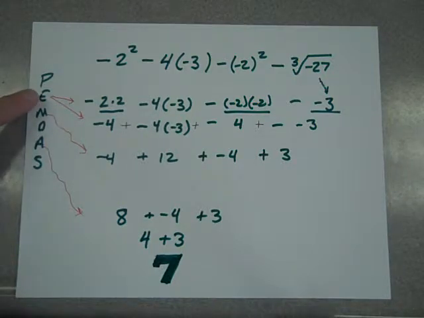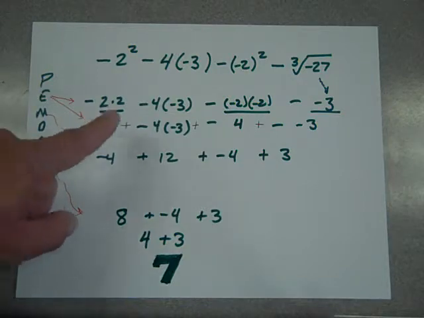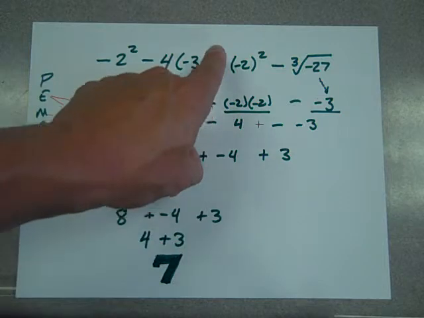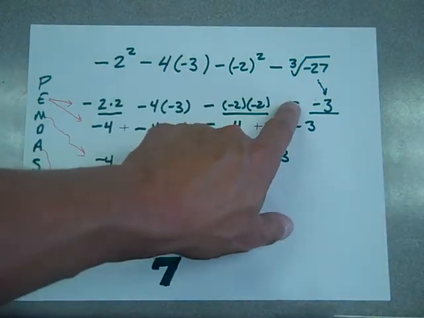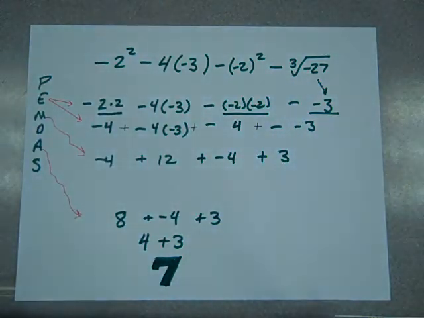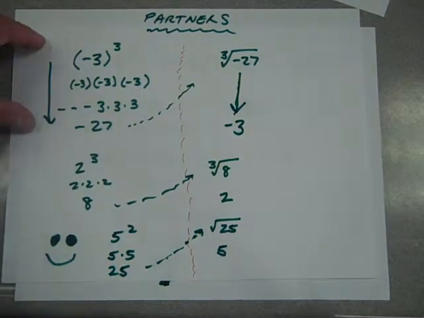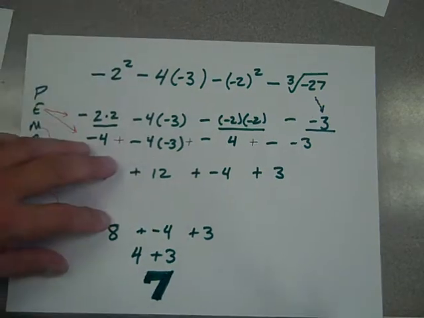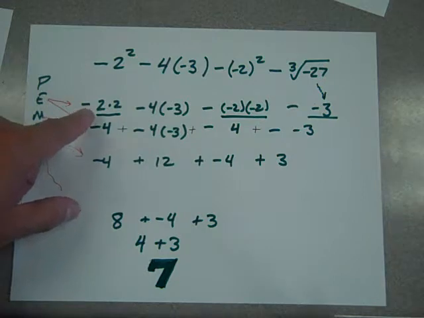So you see here in the first step, I take care of the exponents. The opposite of 2 squared, negative 2 times 2. And I didn't do anything with the minus 4 times negative 3. And I took care of, here's this negative sign, and then I did the quantity negative 2 squared twice, minus, and then what is the cube root of negative 27? Well, remember from our last slide, right here in the first one, the cube root of negative 27 is negative 3.